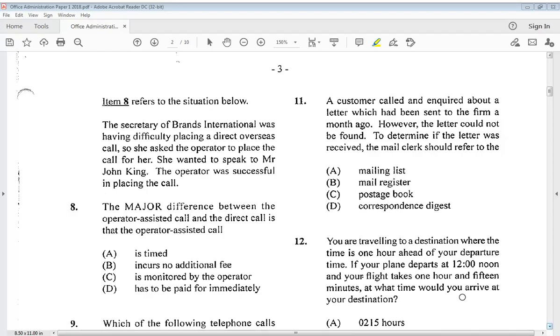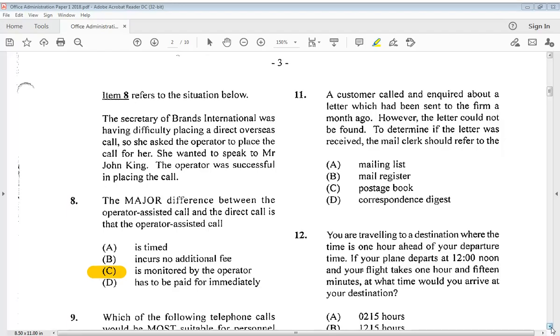So some key terms here: major, operator assisted call, and direct call. So what's the difference? Well, we know the difference is that C, it is monitored by the operator. That's the difference between an operator assisted call and a direct call.